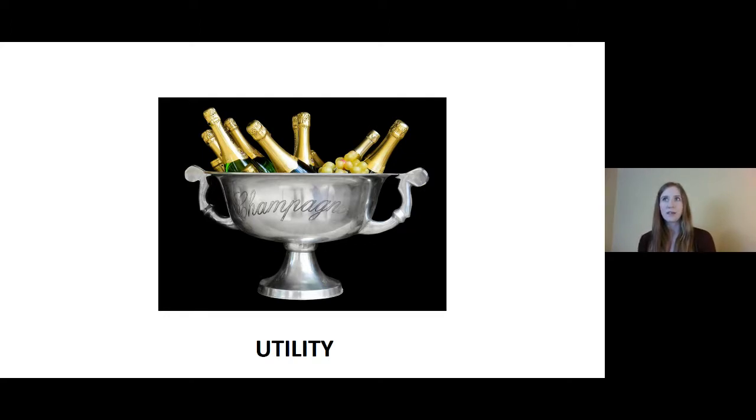And it's important to take into account this utility because what it tells us is that health is not the only thing that matters to people, that if what we're interested in is maximizing societal well-being, we need to take into account more than just health.